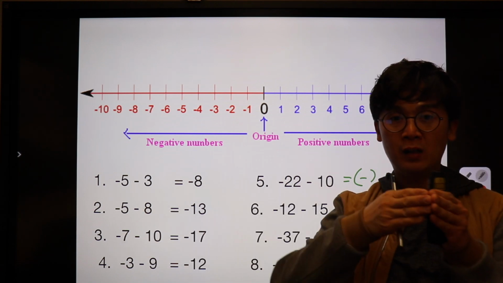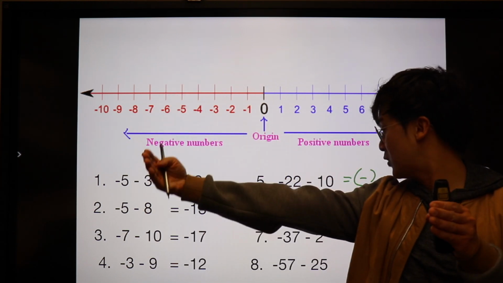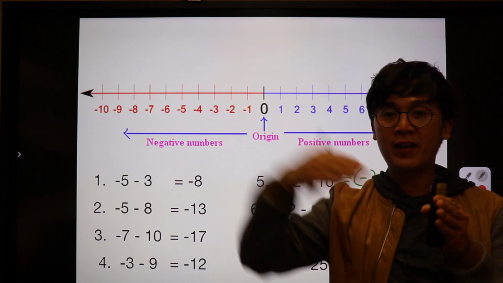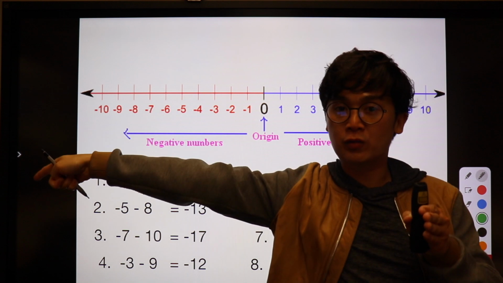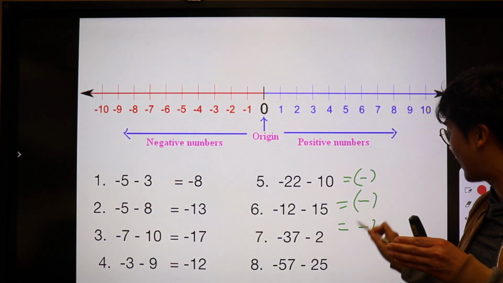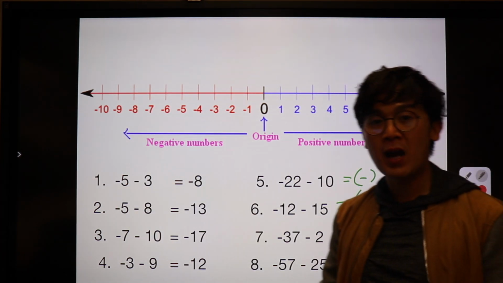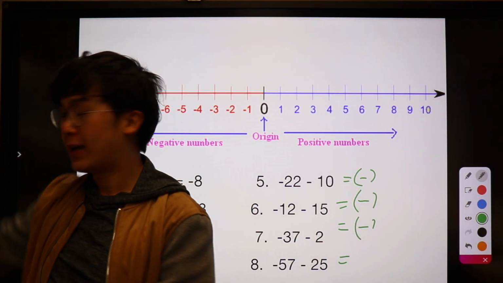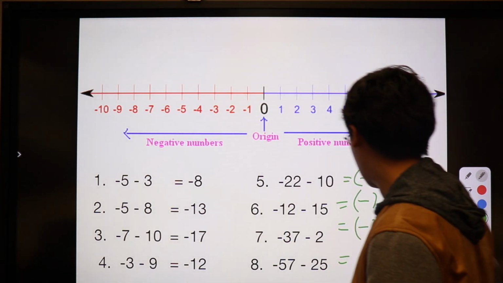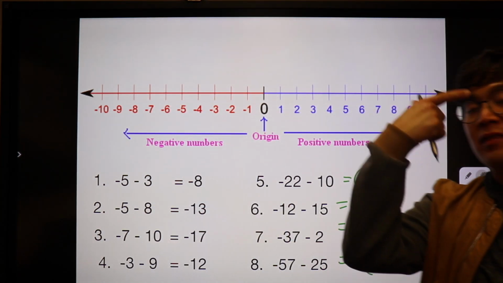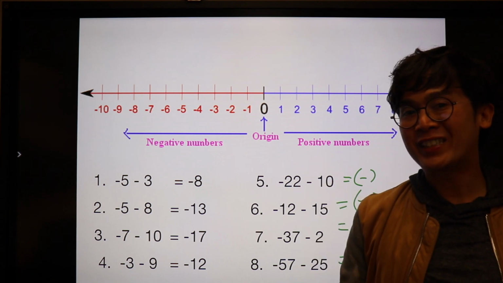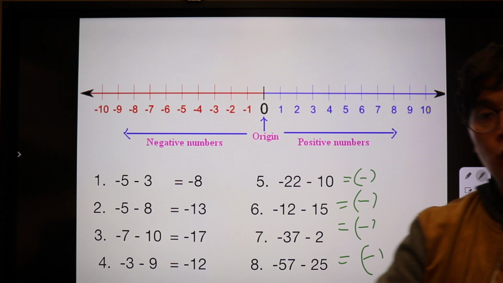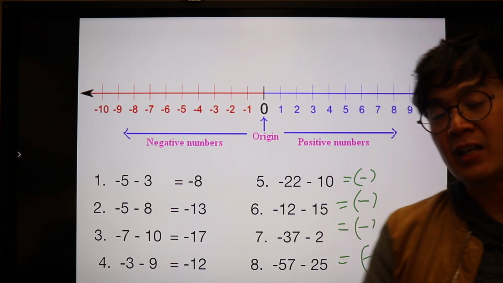Same with negative 12 minus 5 or minus 15. It's still going to be negative. Negative 37 minus 2, moving to the left, it's still going to be negative. And negative 57 minus 25 is going to still be a negative value. So knowing the sign or predicting what the sign of the answer would be is enough indicator that you are understanding the concept of the number line.